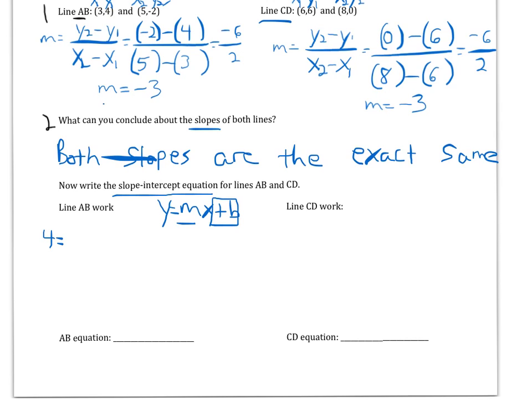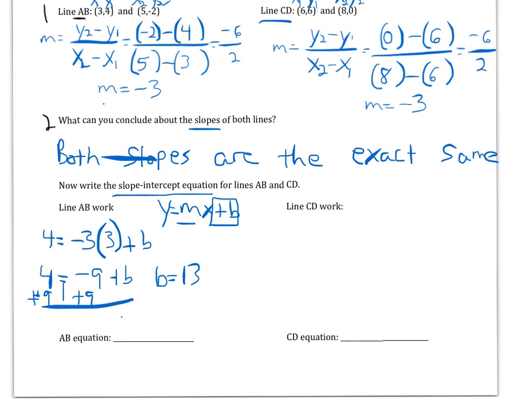I don't like negatives if I can avoid them. So y is equal to, my m was negative 3. My x in this ordered pair up above was 3, and then plus b. So 4 is equal to negative 9 plus b. Solving for b, I add 9, so b is equal to, let's see, that was plus, right? So that would be 13. Now I know my m and my b. Y is equal to negative 3x, plus 13.